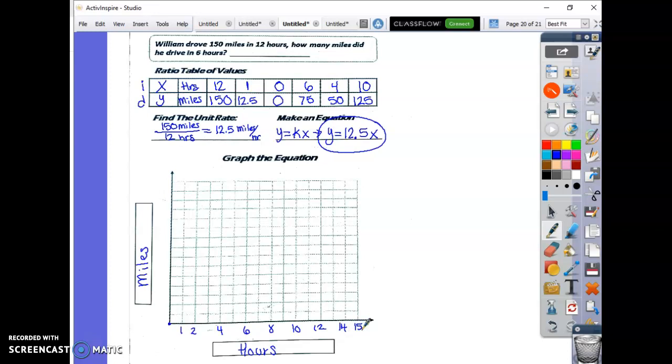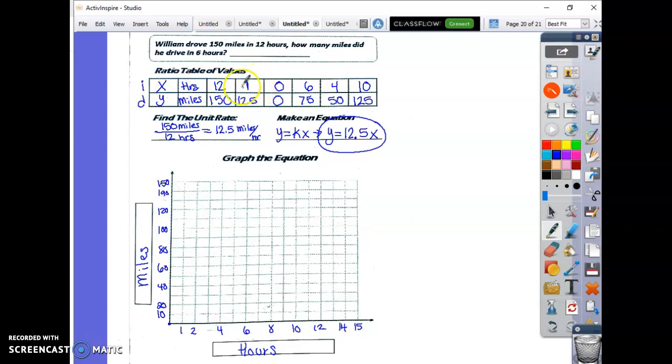And then on this side, I'm going to go by tens. So each line represents 10 units, 10, 20, 30, 40, 50, 60, 80, oh man, it's kind of hard to see, 100, 120, 140, and 150. That's a 4, not a 9. Okay, so now let's start plotting.